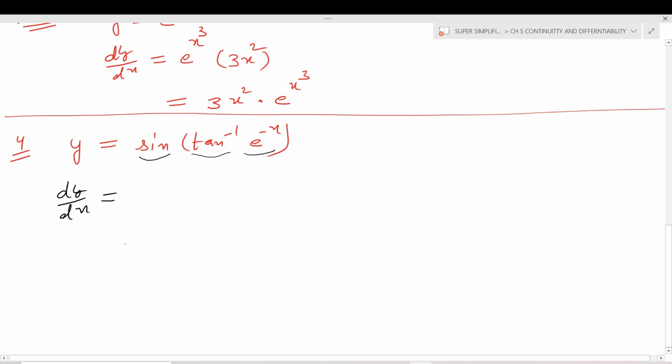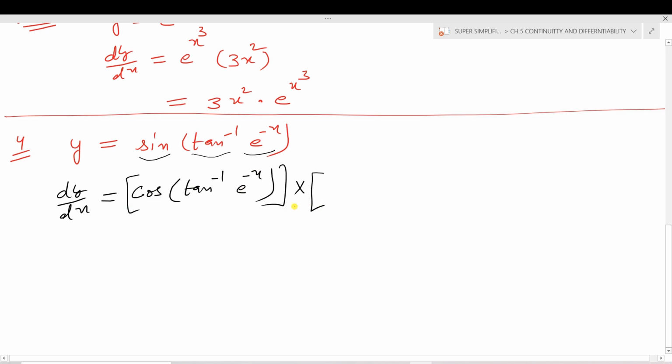Outermost function is sine of tan inverse e to the power minus x. Now you know the derivative of sine function is cos function. So it's going to be cos of tan inverse of e raised to the power minus x. Put it in a bracket, multiplied by chain rule.